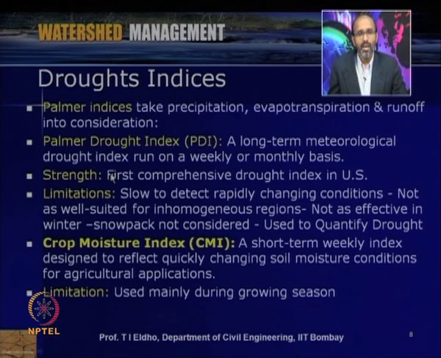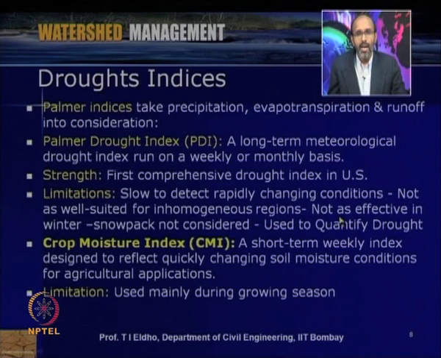So, that way this is one of the earliest types of drought index used for drought analysis, and some of the limitations of the Palmer indices are that they are slow to detect rapidly changing conditions and not as well suited for inhomogeneous regions. If the region is homogeneous, then it has been found to be very effective. For inhomogeneous regions, the Palmer drought index has been found to be not so suitable.